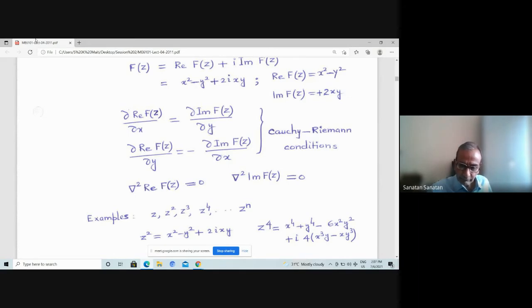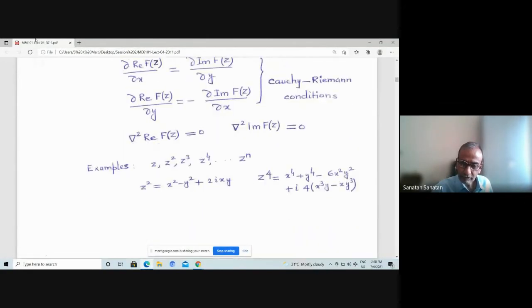Similarly, if you take z to the power 4, another example of analytic functions, that will give you real part x⁴ plus y⁴ minus 6 x square y square, plus i times (4 x cube y minus 4 x y cube). So that's how it is. They are all functions of x and y. So these are readily available, and you can just make combinations of them to write solutions for your problem.